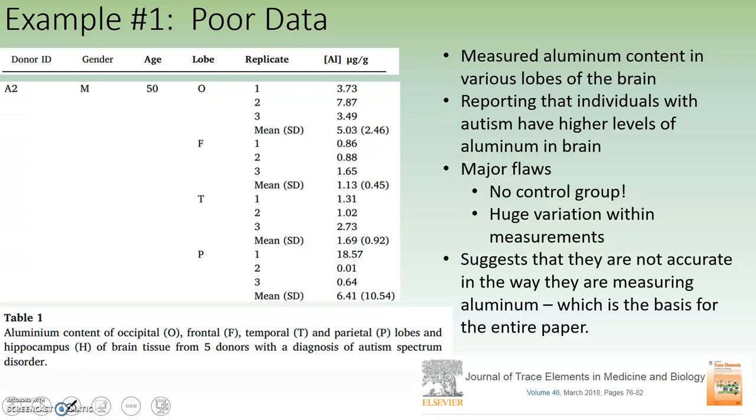This is showing you a portion of the table that they presented in their paper. This is individual A2, a 50-year-old male. Looking specifically at the parietal lobe, we can see that the 3 pieces of tissue had measured aluminum content of 18.57, 0.01, which was the lowest limit of detection, and 0.64 micrograms per gram of tissue. This is a huge amount of variation. The mean is 6.41 micrograms per gram, but this is nowhere near any of the actual measured values. In fact, the standard deviation is 10.54, which is larger than the average itself. Remember, these are 3 samples taken from the same lobe of the same individual. The fact that the measurements vary so much in those 3 measurements suggests they're not accurately measuring aluminum content at all.